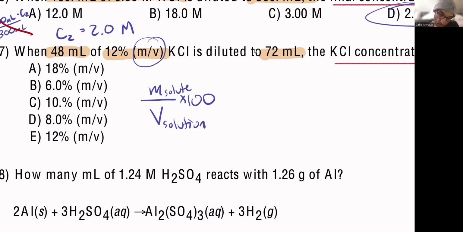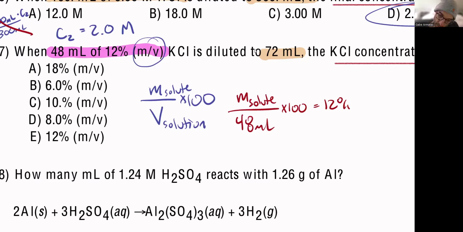All right. So we know for this first situation here, the current situation is, let's see. So the first situation is 48 milliliters all over some mass of solute. We don't know, they didn't mention the solute. Times 100 equals 12%. So this is the information that we have.